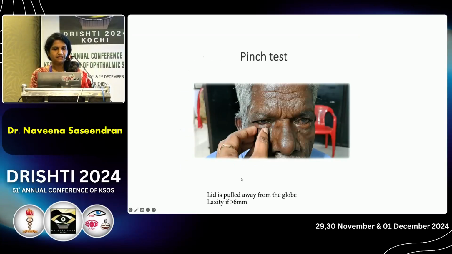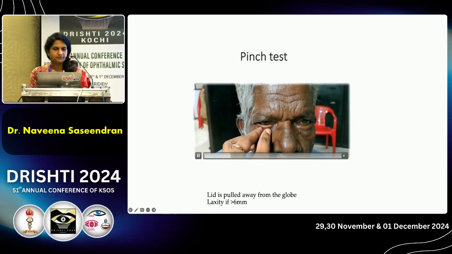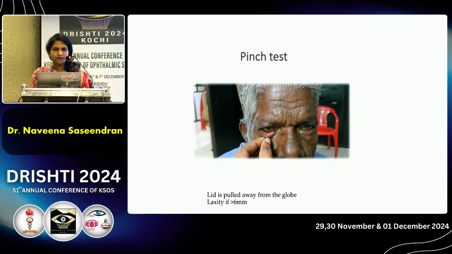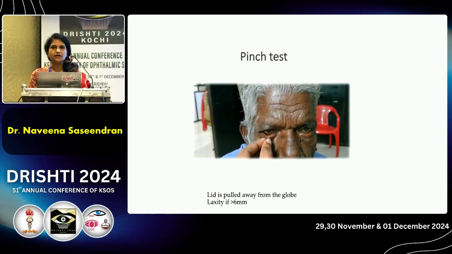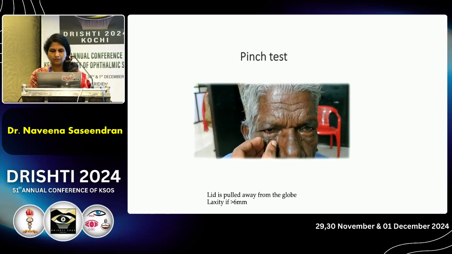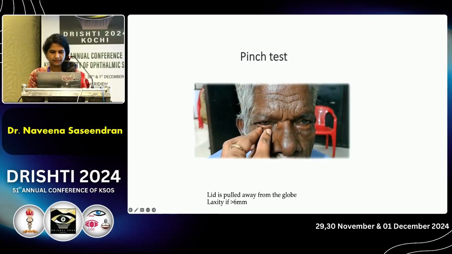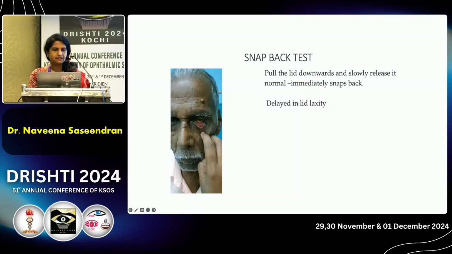So in the pinch test, we are pulling the lid away from the globe, and we are assessing how far we can pull the lid away from the globe. If it is lax, we can pull it more. If it is more than 6 millimeter, it is considered as horizontal lid laxity. Then the snapback test. Here we are pulling the lid downwards and slowly releasing it. In normal cases it will immediately snap back, but it is delayed in case of horizontal lid laxity.